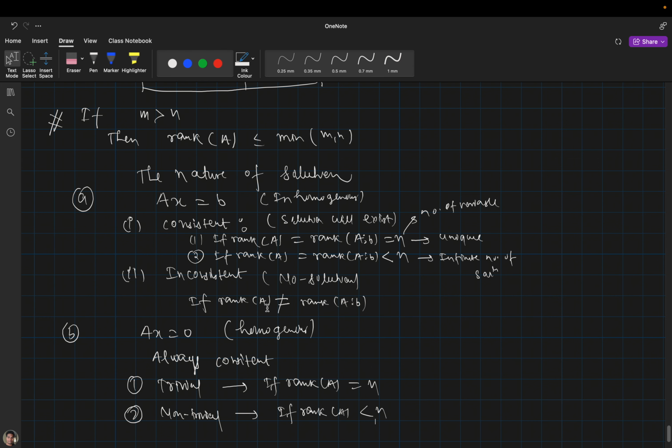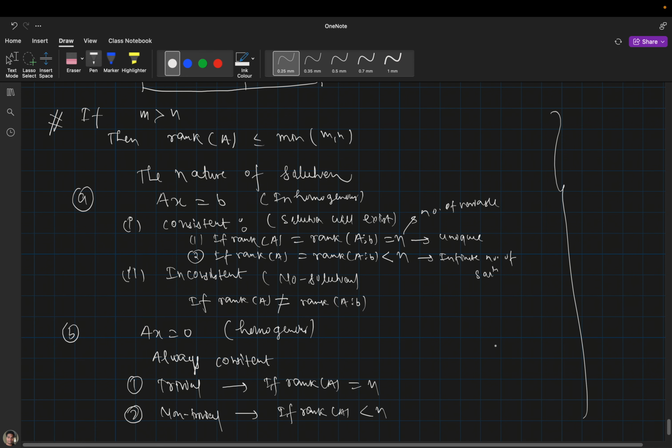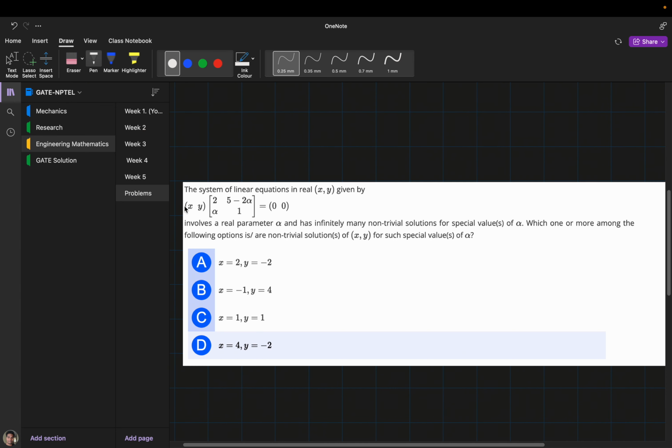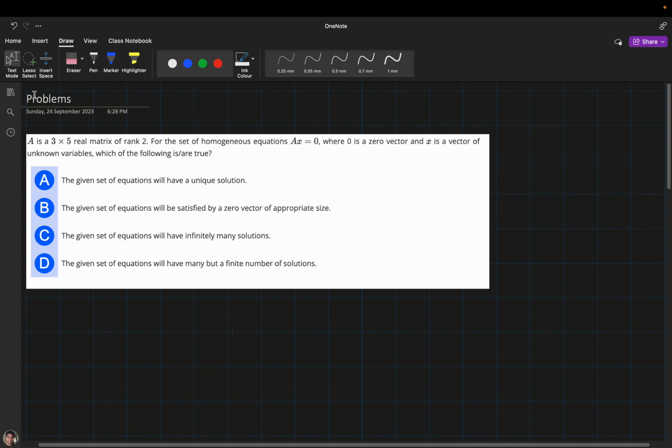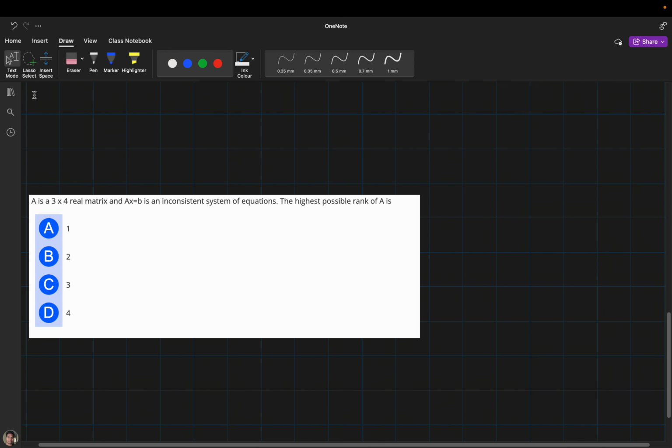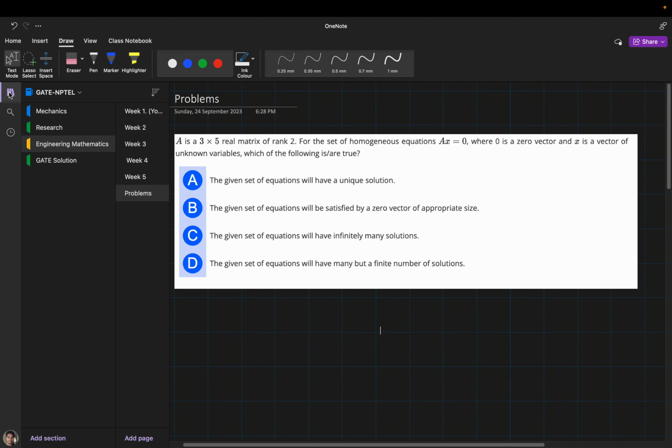Whatever I have explained earlier, you will have good ideas what could be the reason for these two. Also I have attached some previous year GATE problems you can solve by using all those theorems. I have attached 3 problems and you can easily solve them.